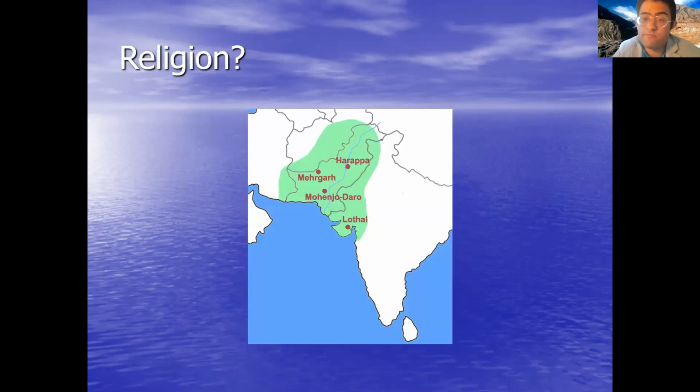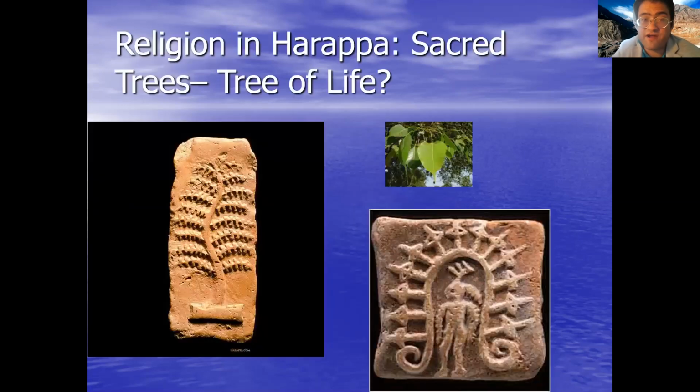But for this class, we're mostly interested in religion. So we're trying to figure out the religion of a civilization whose language we don't know. Well, let's take a look at the artifacts and see what we can figure out. All right, so this looks to be an image of a tree. Here appears to be a tree with some type of spirit within it.